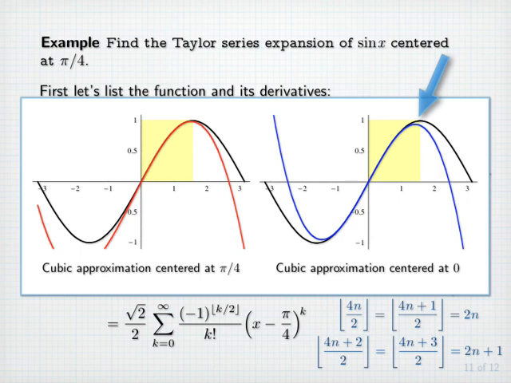These pictures illustrate the fact that if we want to approximate sine x on the interval from 0 to pi over 2, we would need to use higher degree terms from the Taylor series expansion about 0 than we would from the Taylor series expansion about pi over 4 in order to obtain the same accuracy.